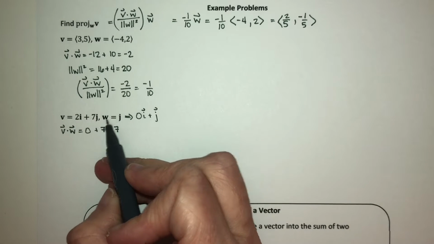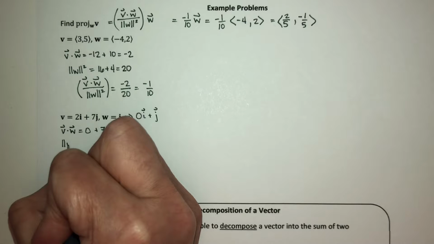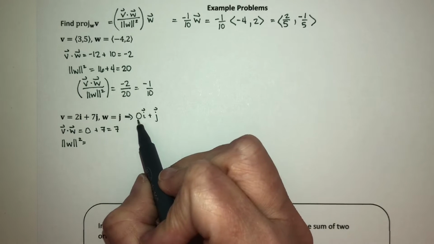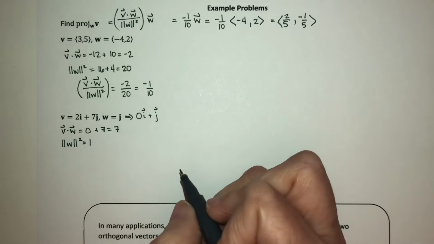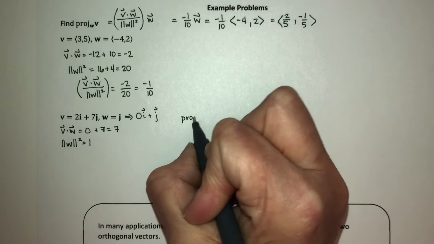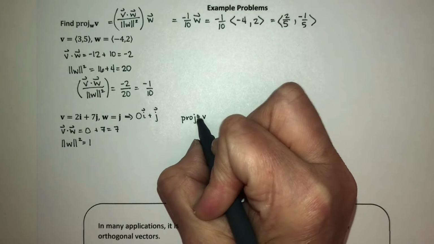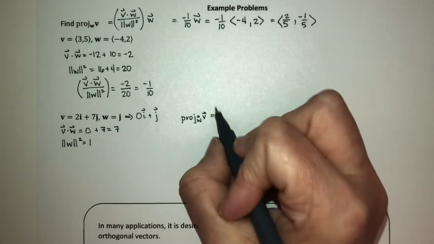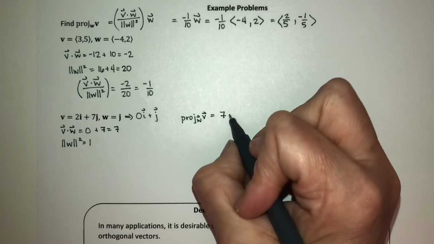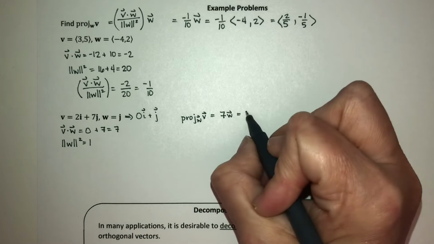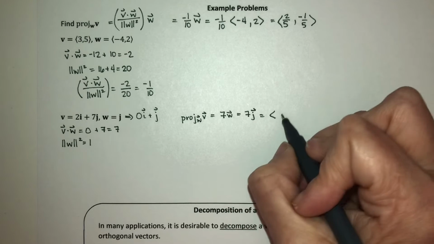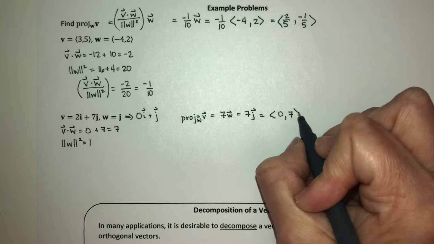I need to find the magnitude of W squared, and that is 0 squared plus 1 squared, which is just 1. So the projection of V onto W will be 7 over 1 times W, which is 7J, which is the vector 0, 7.